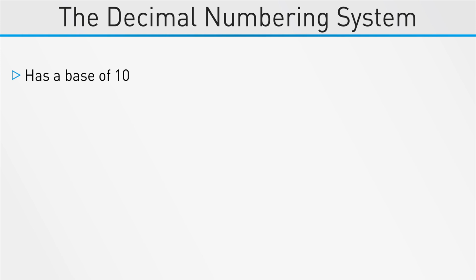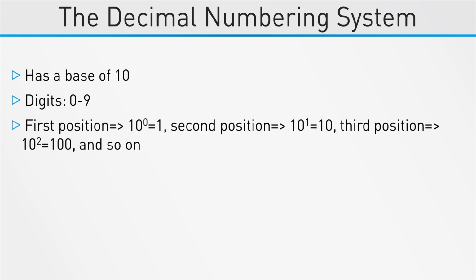Because the base is 10, we have 10 possible digits or symbols, starting from 0 to the number just before 10, which is 9. Now each digit gets its value from its position starting from the right, where the first position has a value of 10 to the power of 0, which equals 1. The second has a value of 10 to the power of 1, which equals 10. The third has a value of 10 to the power of 2, which equals 100, and so on.